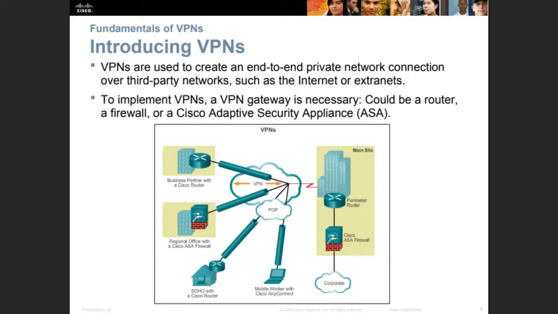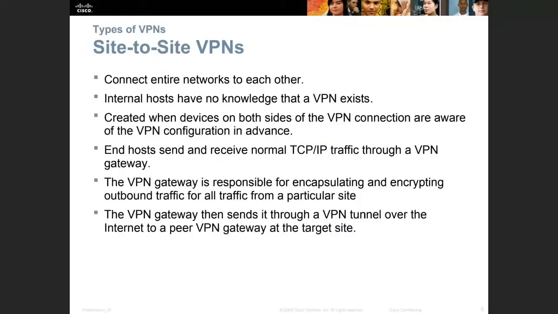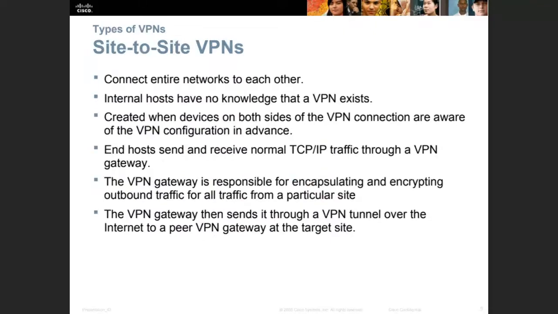This VPN gateway could be a router or a firewall or a Cisco Adaptive Security Appliance (ASA), as you can see here. So we have a firewall we need, or Cisco Adaptive Security Appliance, or ASA they call it. Okay, so we have this type of VPN.